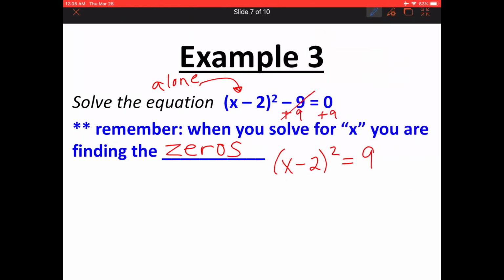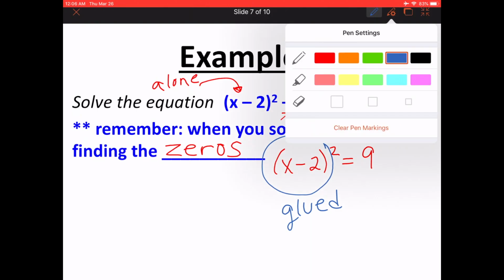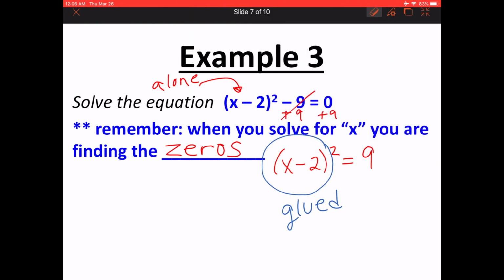Now, this is a tricky part that throws off a lot of people, okay? This x minus 2, because it's in parentheses, they're glued together. We can't separate them until the very end, okay? Normally, we would do the square root last, but because of that parentheses, the x minus 2 is glued together and we can't just separate it. Okay, so I'm going to go ahead and actually get rid of that square first.